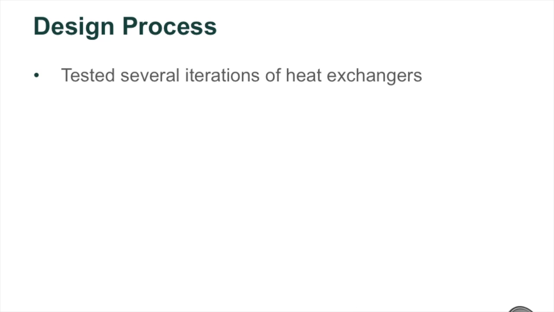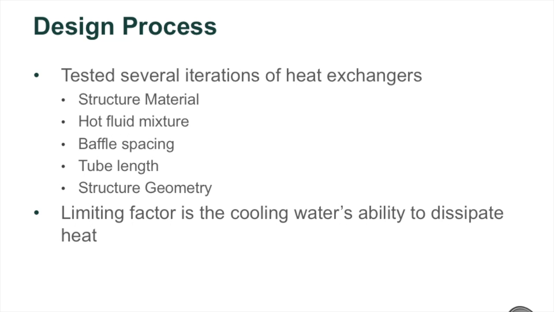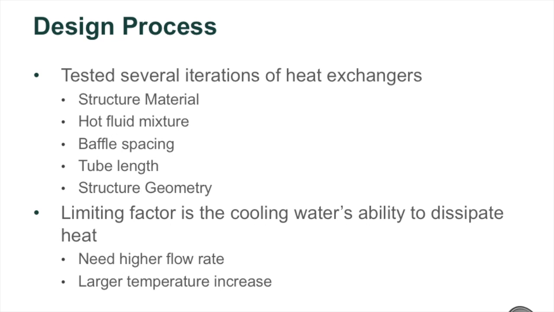During the design process, we tested several iterations of heat exchangers. We modified structure material, hot fluid mixture, baffle spacing, tube length, and the structure geometry. The limiting factor is the cooling water's ability to dissipate heat. We would need water that has a higher flow rate, or we would need more flexible temperature constraints in order to dissipate a full megawatt of heat. Without changing these constraints, it's pretty much impossible to dissipate the full goal of a whole megawatt.